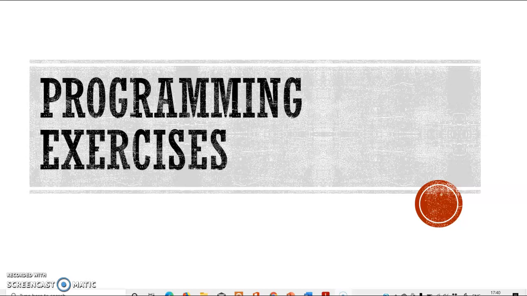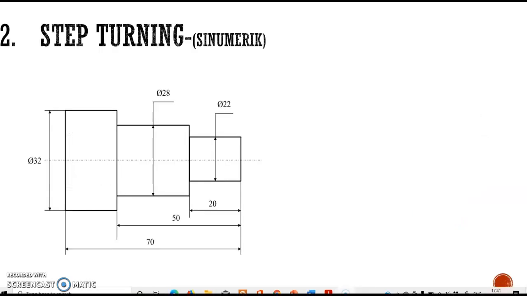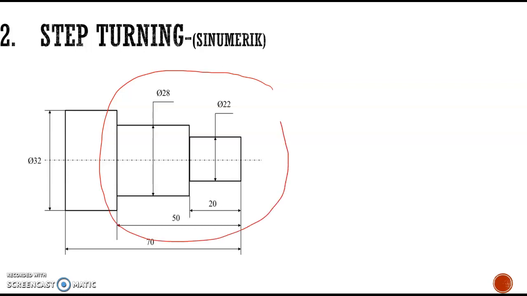Welcome back. Today we are discussing the second exercise in CNC programming. This is a step turning exercise in a CNC lathe, and this is the drawing. In this portion we need to do the step turning operation, and the raw material is the same as in the first problem. It is dia 32 into 100 mm, and we need to identify the points.